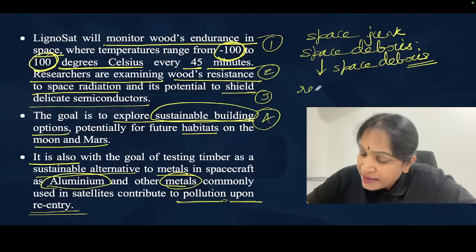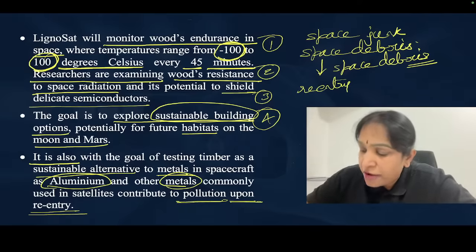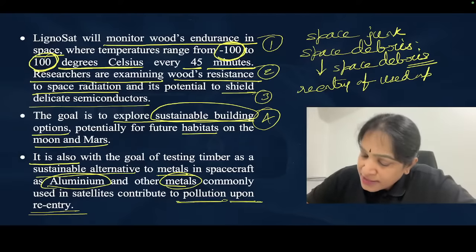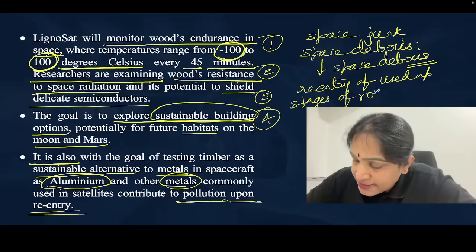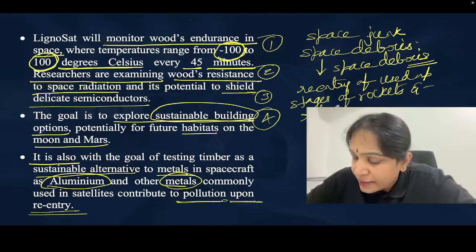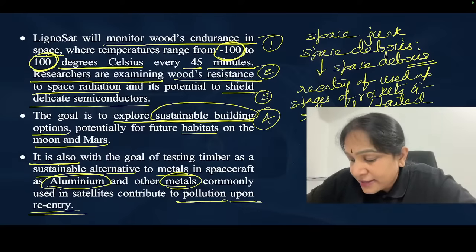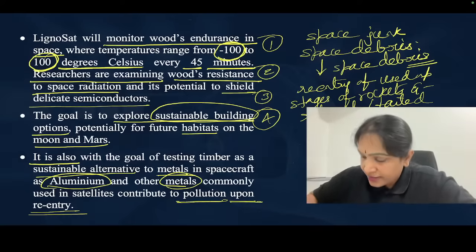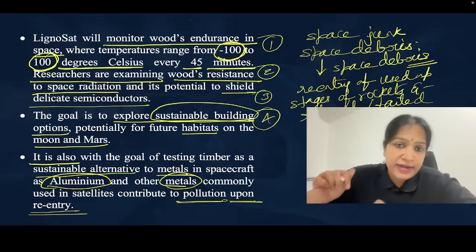By re-entry of used up stages of rockets and retired or failed satellites. Okay, retired or failed satellites. Is it clear?